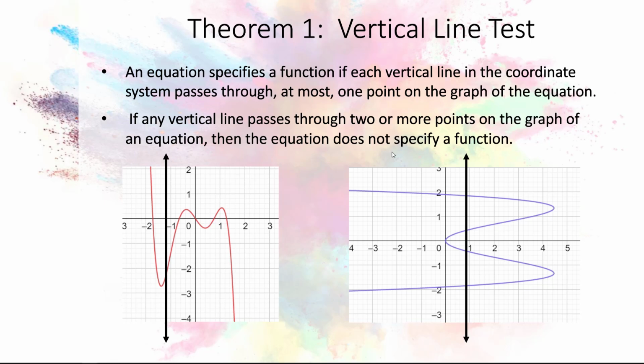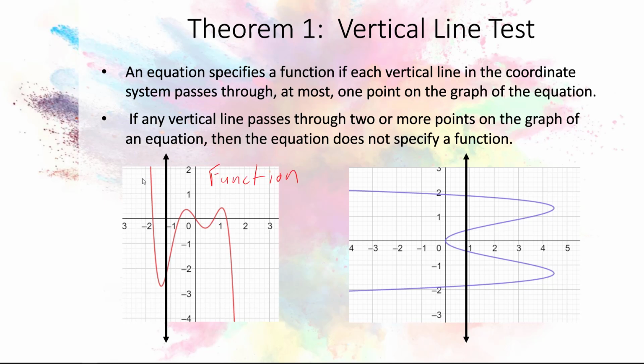Okay, so here, this graph specifies a function. Here's my vertical line, it crosses through one point. If I move this vertical line, it will still cross through only one point. Even here, even though the function is getting steeper and steeper, it is not becoming completely vertical, so this vertical line will pass through only one point. So this right here is a function.